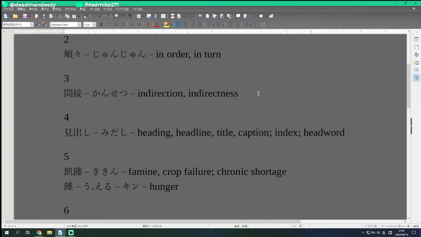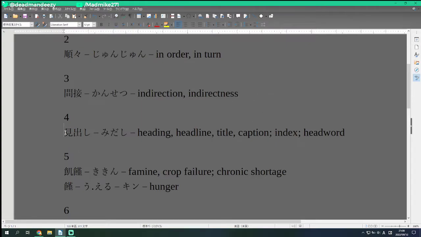Kansetsu is indirect, indirection, or indirectness. Kansetsu is indirectness or indirection. Kansetsu desu.